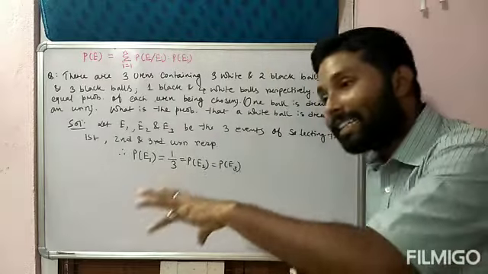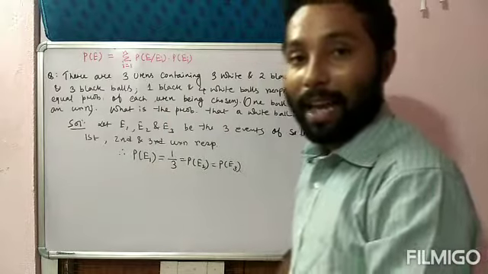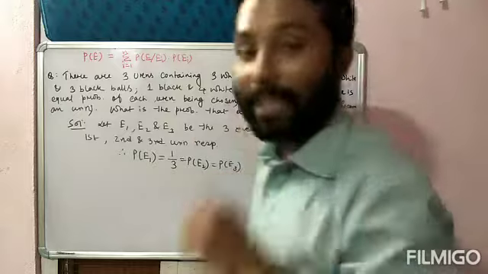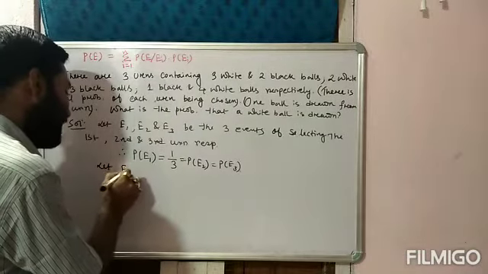That means what has to be selected from the urn? One ball is drawn from an urn. And what is the color of that ball? What is the probability that the selected ball is white? Okay, so let E be the event.